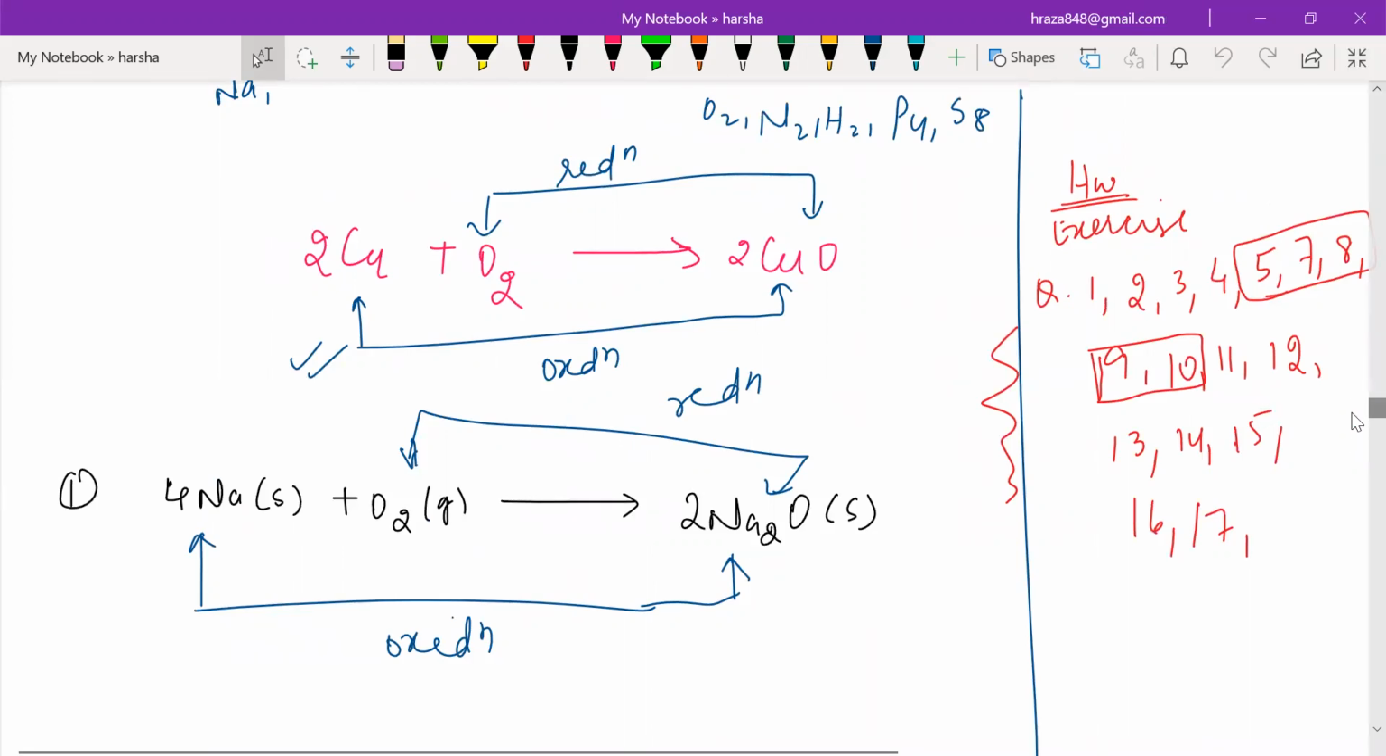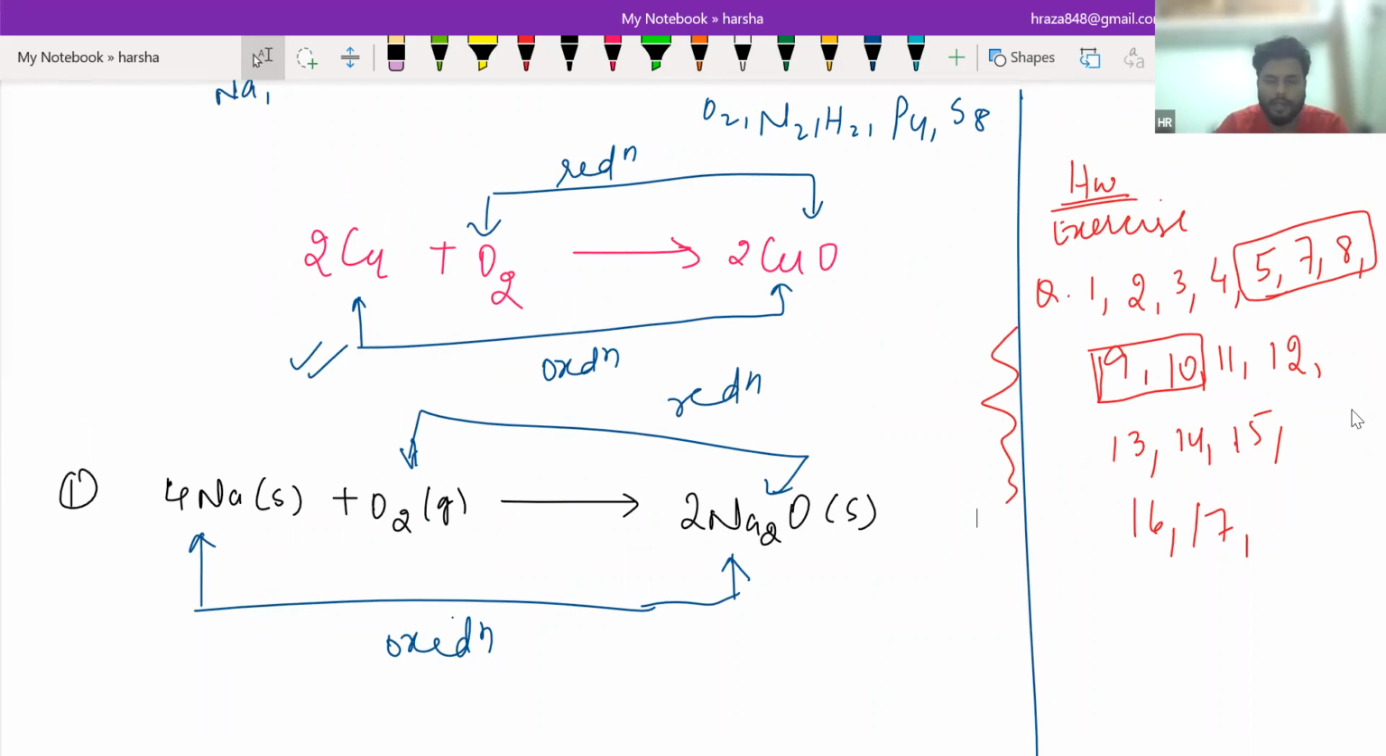Okay. So basically, what is oxidation? Addition of oxygen or removal of hydrogen is called oxidation. If we are adding oxygen to any element, that element will be oxidized, and if we are removing hydrogen from a compound, that compound will be reduced. In the same way, how we define oxidation, in the same way we define reduction: removal of oxygen and addition of hydrogen.